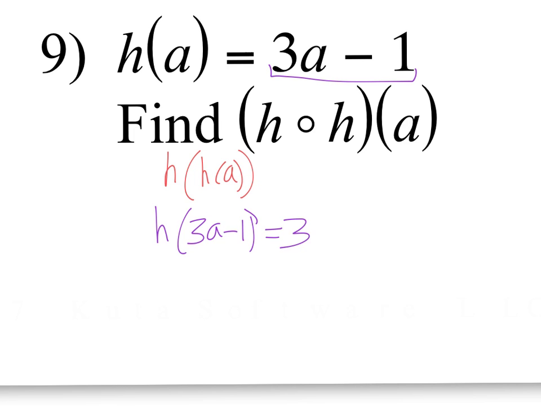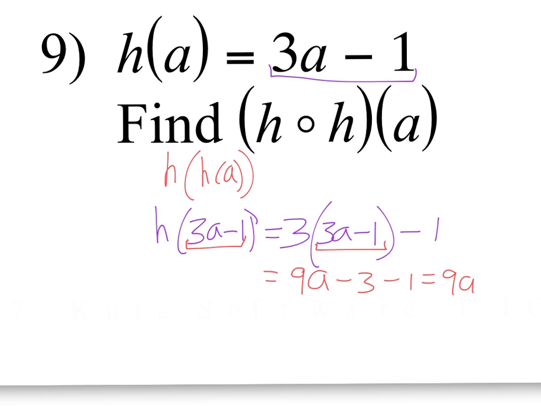Another way to think about this is 3 times 3a minus 1 minus 1, where this is my variable that I'm replacing with 3a minus 1. So basically plugging the function into itself, which is kind of weird. So 9a minus 3 minus 1 is equal to 9a minus 4. Don't try this at home, that's dangerous.